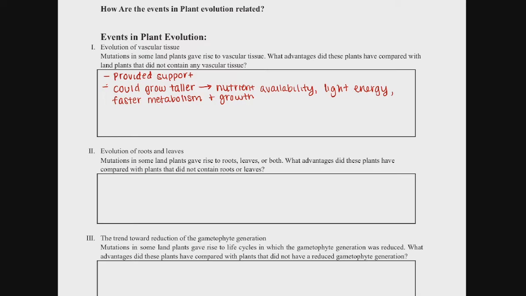Vascular tissue allowed for quicker and more efficient transport of water and food throughout the plants. Water and food. And kind of circling back, that more efficient transport of water and food also contributes to the increased potential for faster metabolism and growth. So I'll write that here.